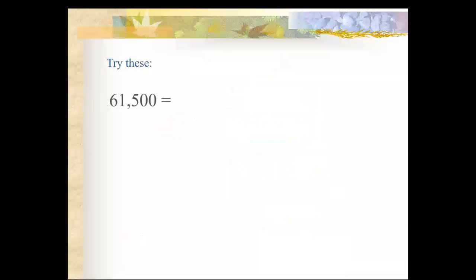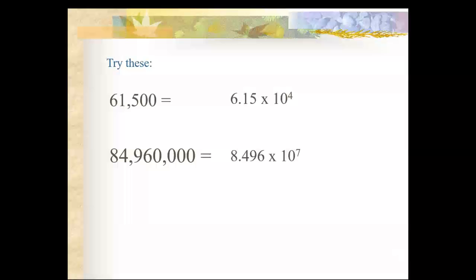So here's one to try. And if you need time, you can just turn the video off and check the work. There's 6.15 times 10 to the 4th. There's another one. That's 8.496 times 10 to the 7th. You notice those trailing zeros don't show up. That becomes important. And 321, that's 3.21 times 10 to the 2. 10 squared is 100, of course.